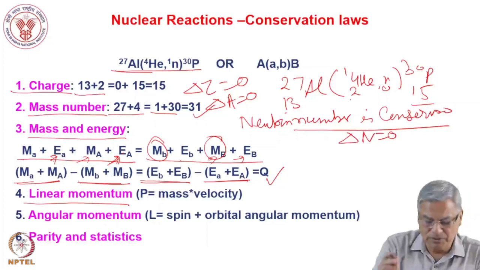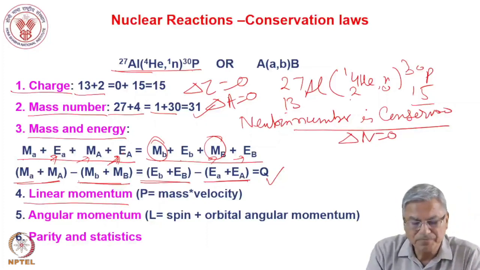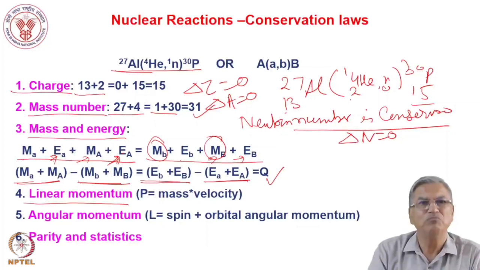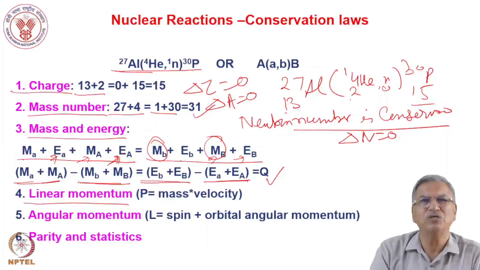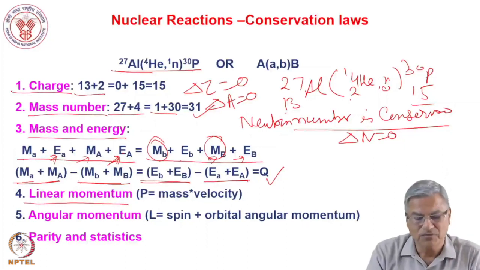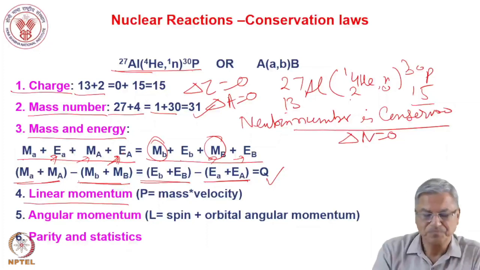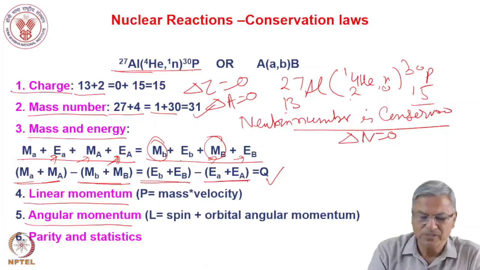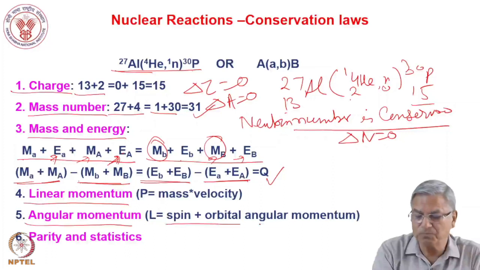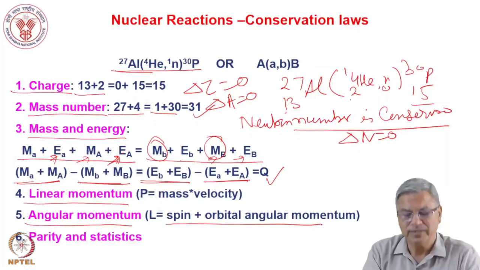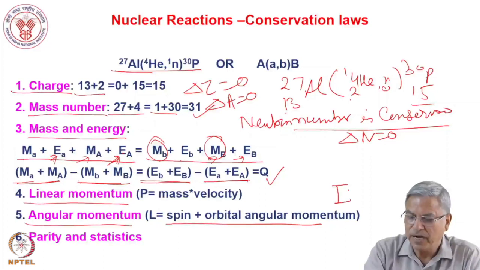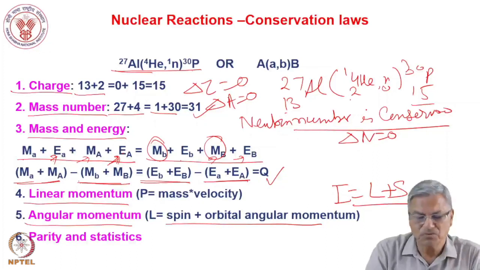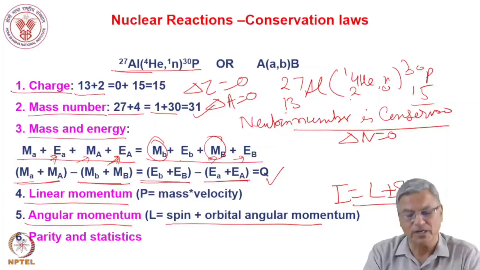Another quantity that is conserved in nuclear reactions is the linear momentum. The linear momentum is nothing but mass into velocity. Linear momentum is also conserved, and the corollaries of this conservation will be clear very soon, in the subsequent lecture. Angular momentum is another quantity which is conserved in a nuclear reaction. Angular momentum is the sum of the orbital angular momentum and the spin angular momentum. So you can say I equal to L plus S, orbital plus spin angular momentum. This I is again conserved before and after the reaction.